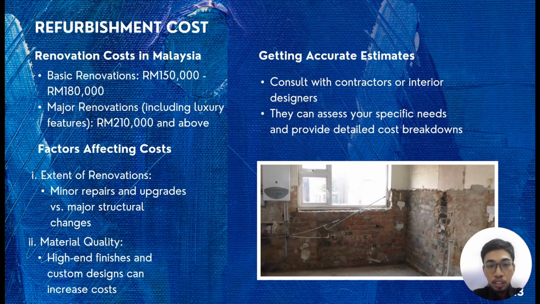Next, refurbishment cost. Refurbishment cost are to take away about the price in Malaysia. Renovation cost in Malaysia, basic renovation are 150 to 180,000. Major renovation including luxury features are above 210.